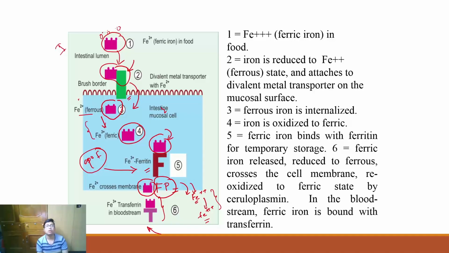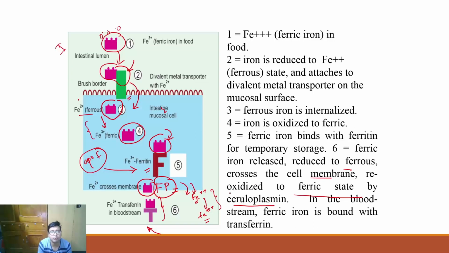Now you should know that there are many ferroxidases. Ferroxidases are those group of compounds that convert ferrous to ferric. One example is ceruloplasmin. Over here you can see in the diagram, iron is first reduced to ferrous to cross the cell membrane and reoxidized to ferric state by ceruloplasmin.